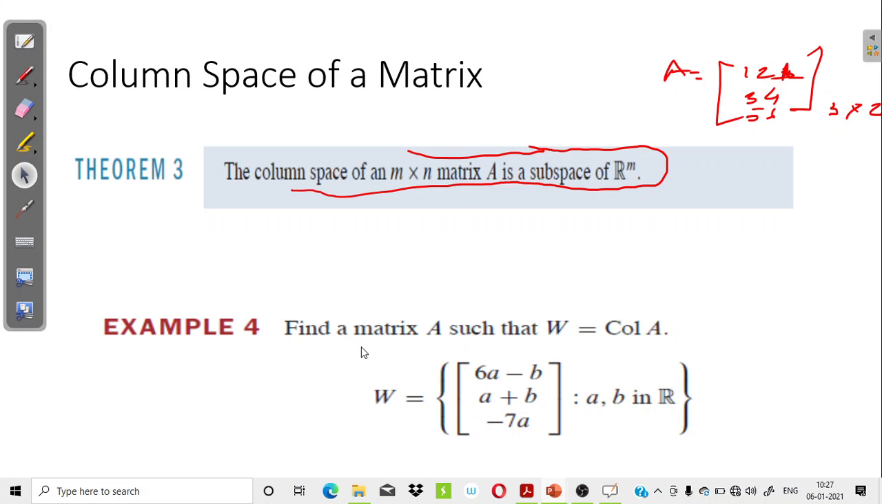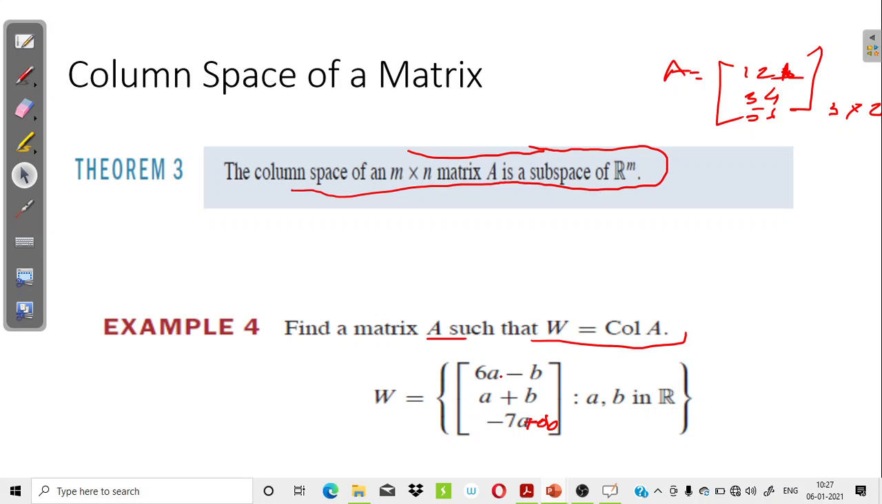The example is this: find a matrix A such that W is equal to the column space of A. That means the examiner has given the column space of A as W, where W is the set of all vectors whose first element is 6a minus b, the second element is a plus b, and the third element is minus 7a plus 0b.